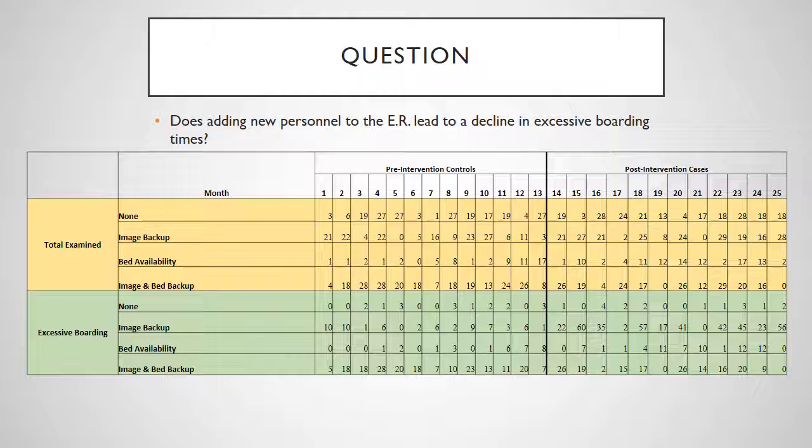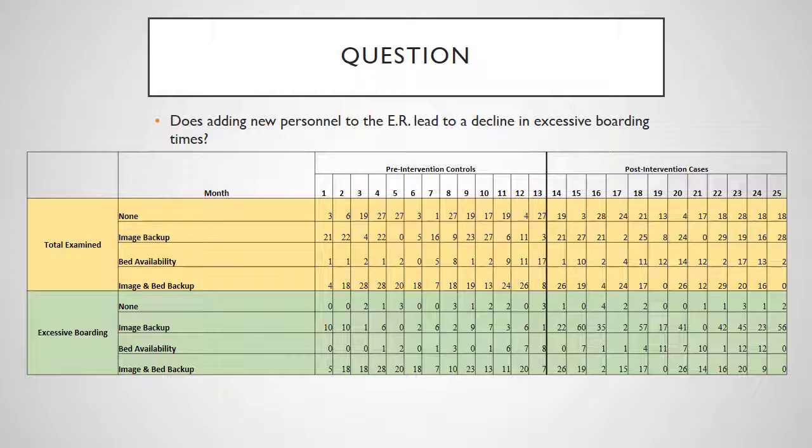A common problem we may see across healthcare organizations is excessive boarding times while patients wait to be seen in emergency rooms. In order to address this issue, the organization may look at many factors, including backup for imaging, bed availability, or the number of personnel available to assist patients. Our dataset above shows patient counts for the various strata, including the total examined and those with excessive boarding.